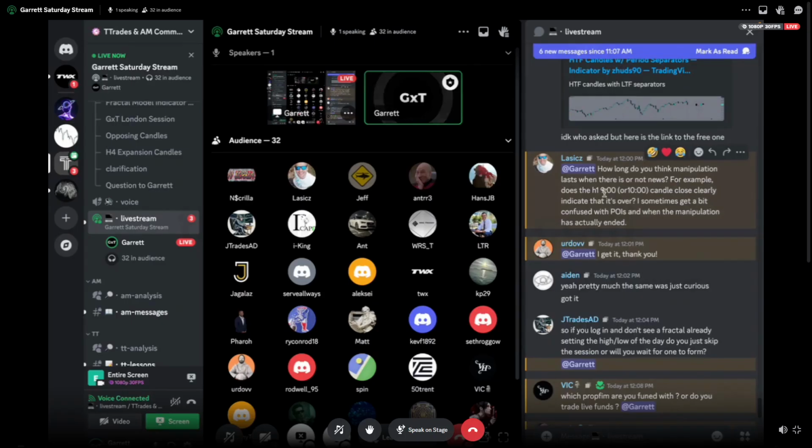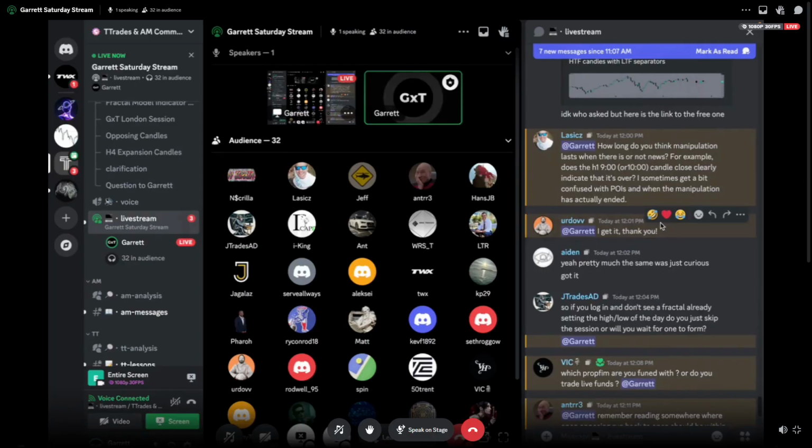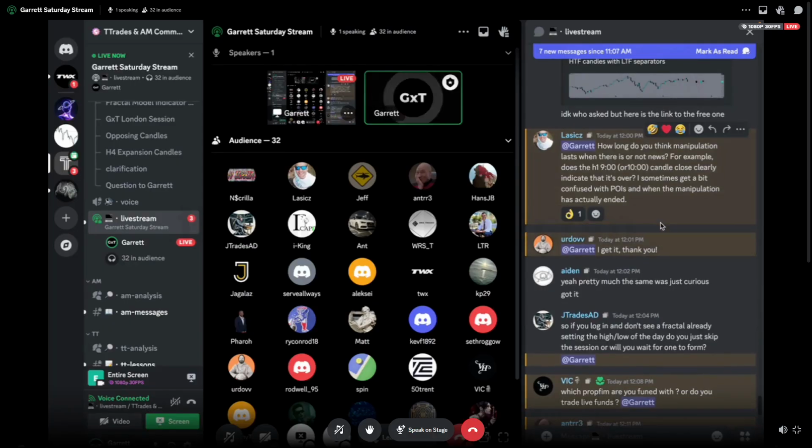But yeah, if you get a 9 o'clock closure, that should be the end of the manipulation, right? We should seek 10 a.m. expansion, really. That's the ideal scenario. You don't want to see that 9 o'clock closure fail, and then it's not likely to work. If a key time reverses, then there's no reason to sweep it again.